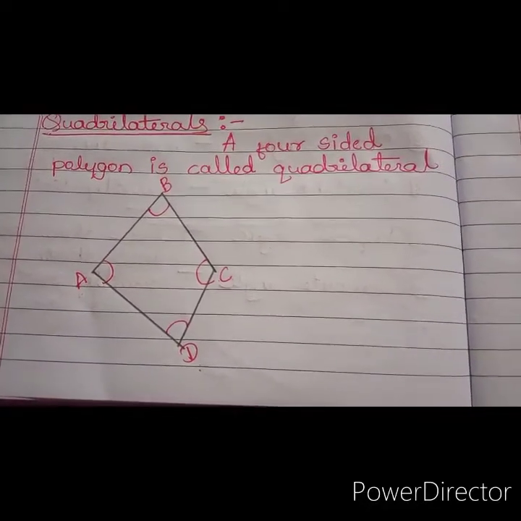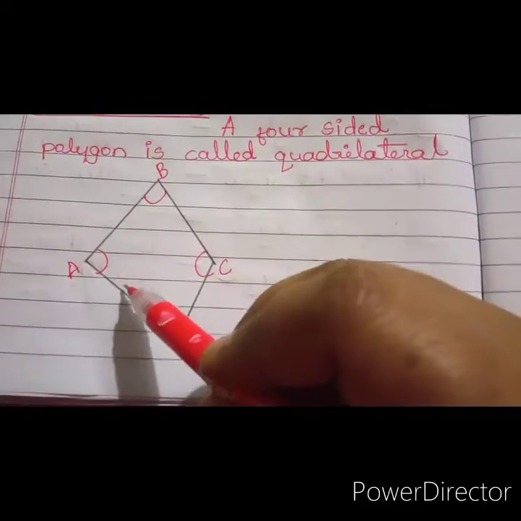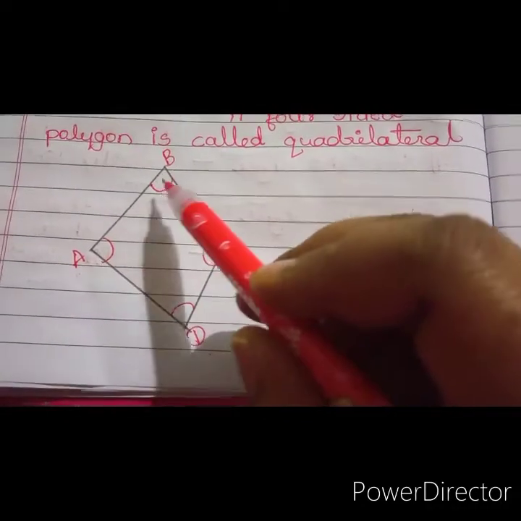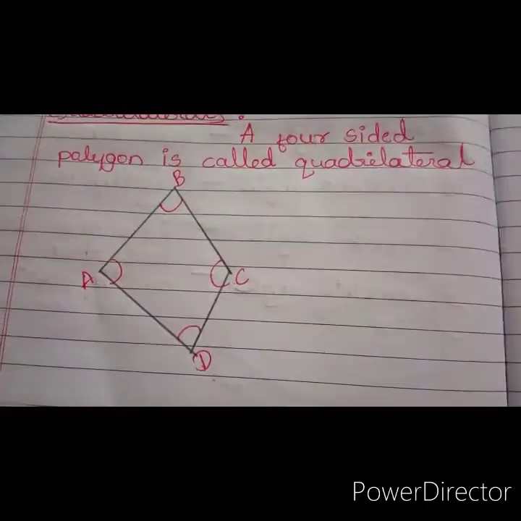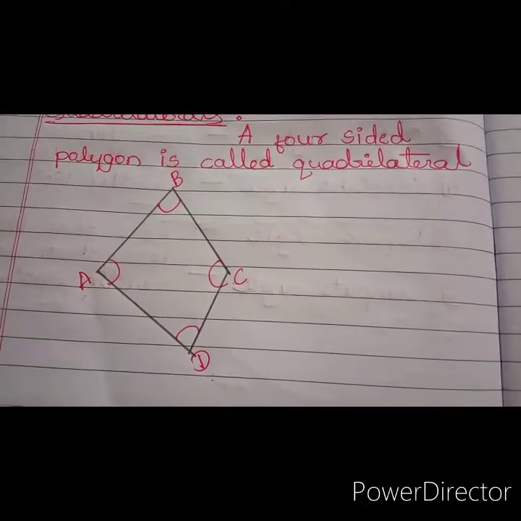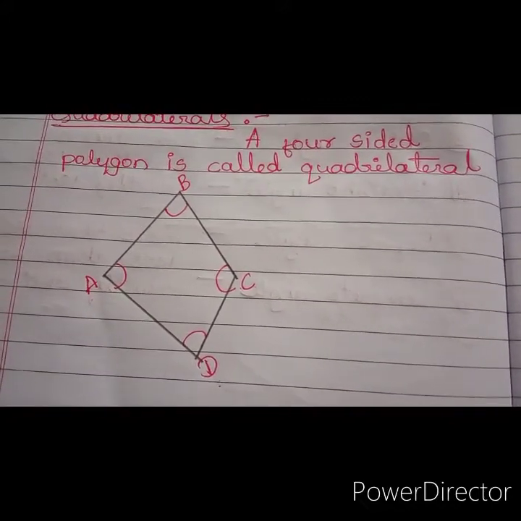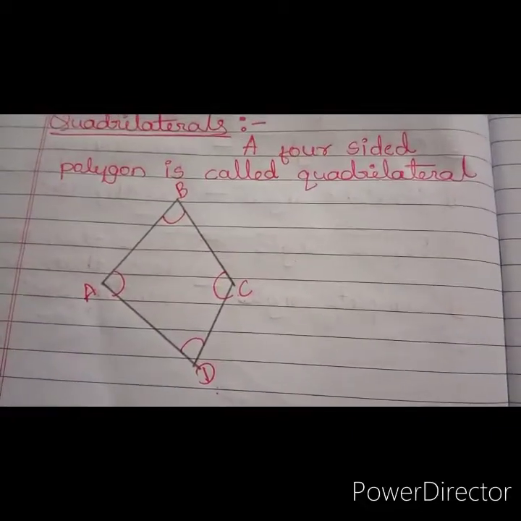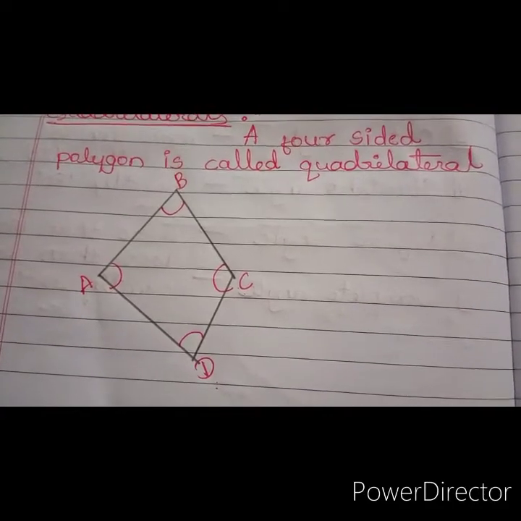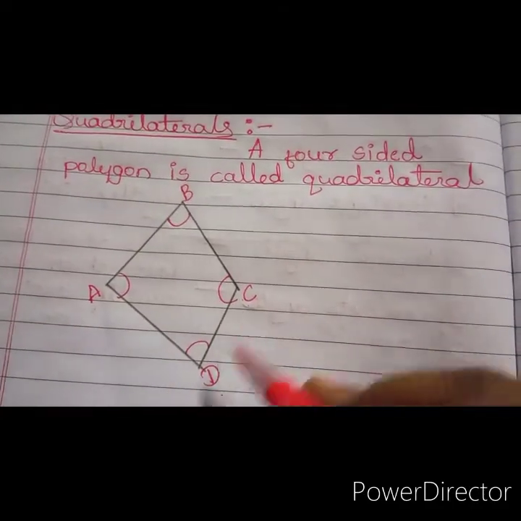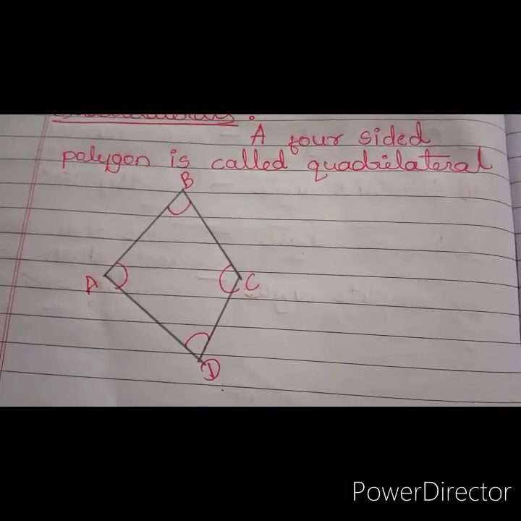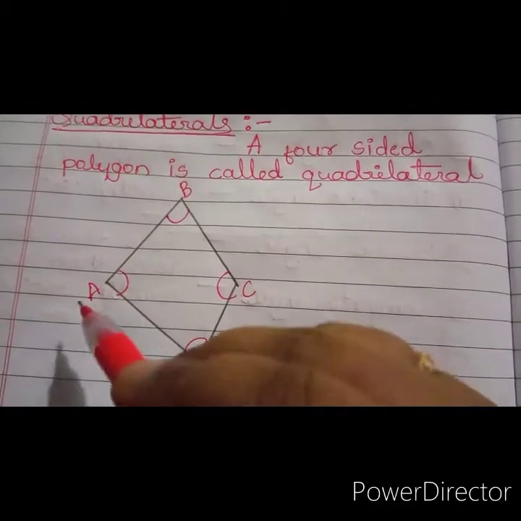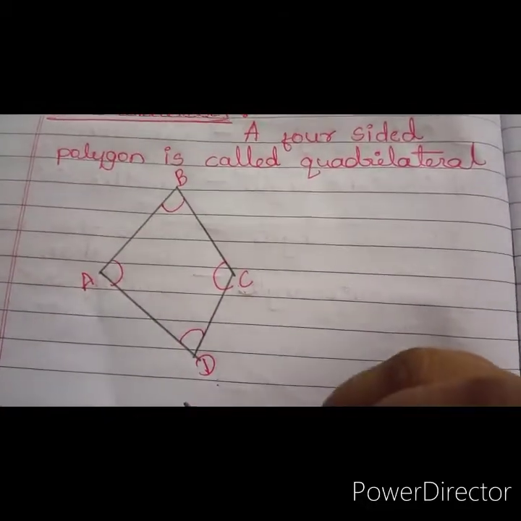Next one is adjacent angles. See here, from the figure, angle A and angle B are adjacent angles. Next, angle B and angle C are adjacent angles. Next, angle C and angle D are adjacent angles. The last one is angle D and angle A are adjacent angles.